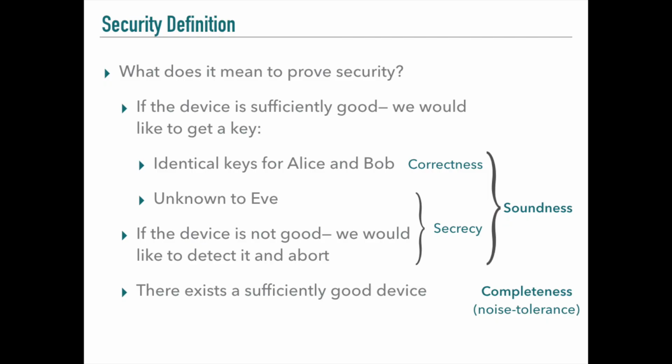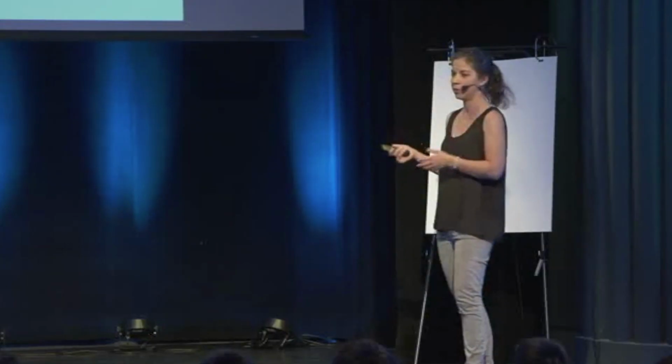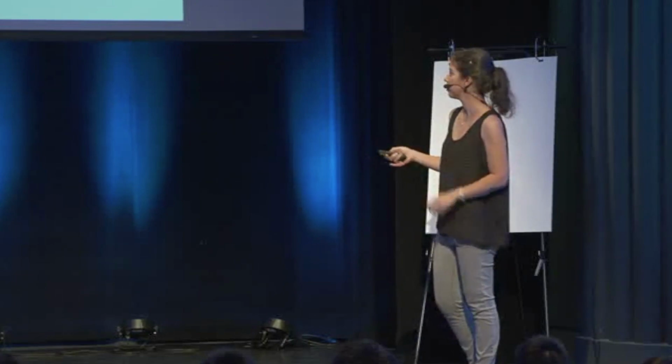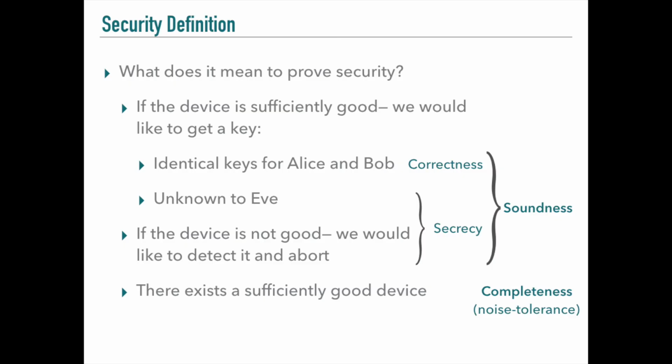If the device is sufficiently good, if we don't abort, what we want is to actually get a key, a secure key. So what does it mean? It means that we want Alice and Bob to have the same keys, so we want identical keys, and we want it to be unknown to Eve. It should be private.